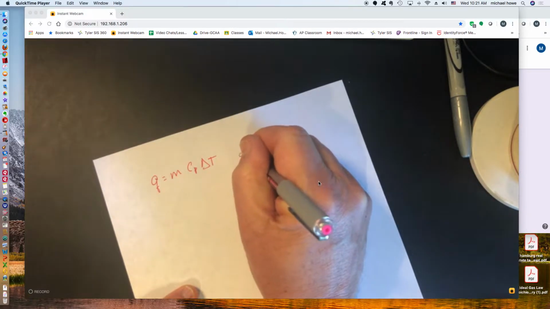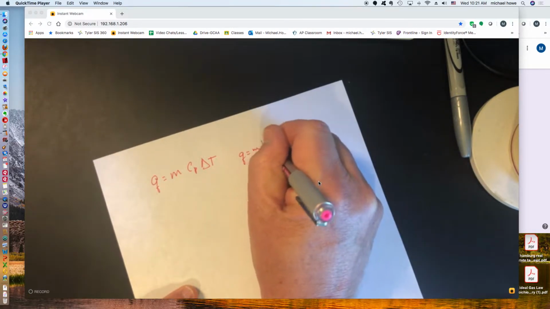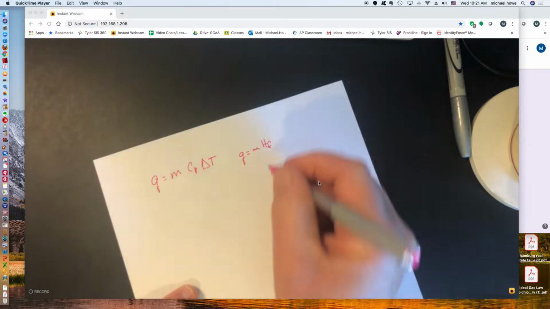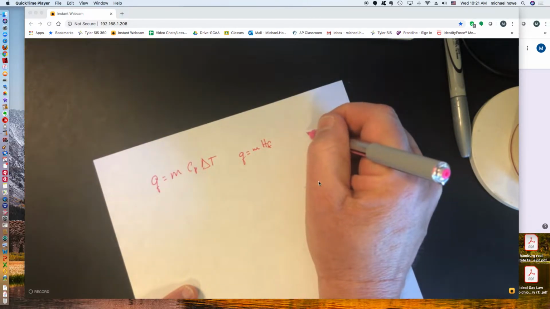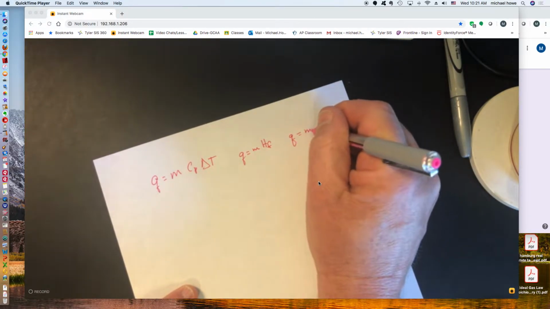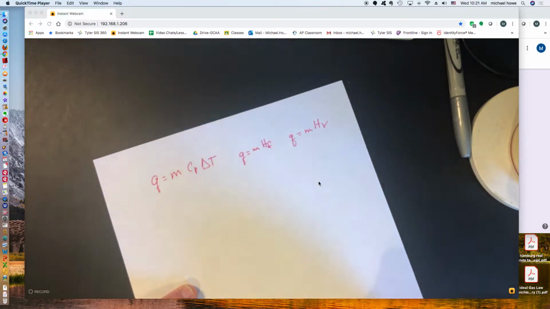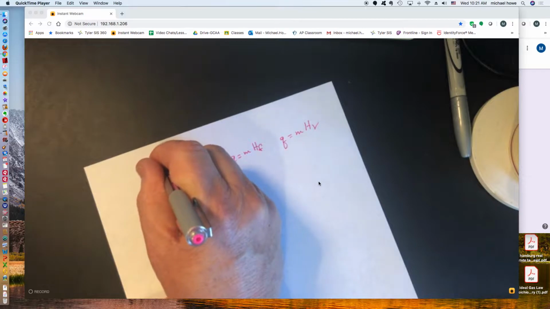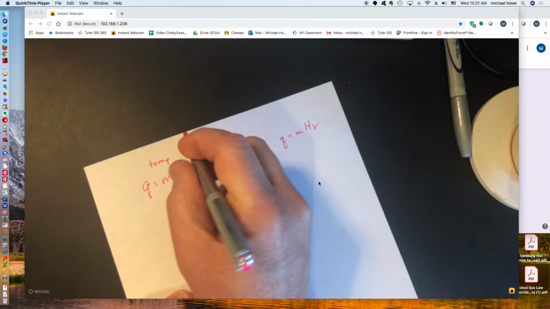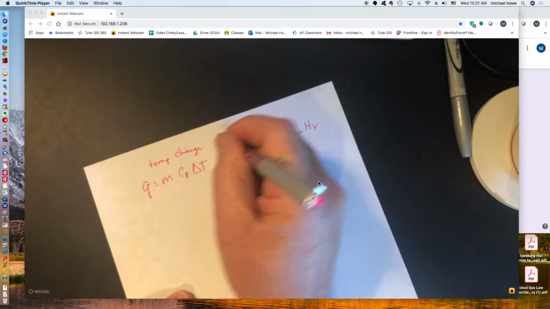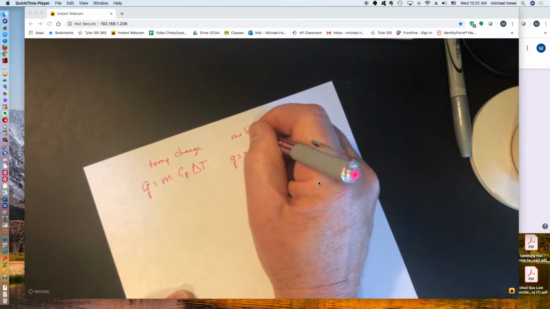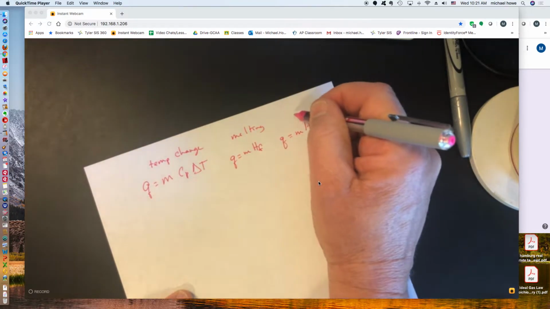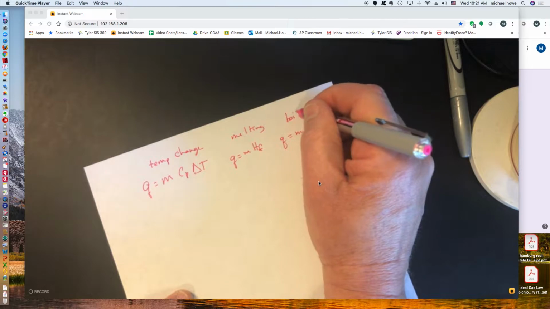Second formula, Q is equal to mass times heat of fusion. That formula applies only at melting. And the third formula, Q is equal to mass times heat of vaporization. That formula applies at the boiling point. So this one applies during temperature change. This one during melting. And this one during boiling.